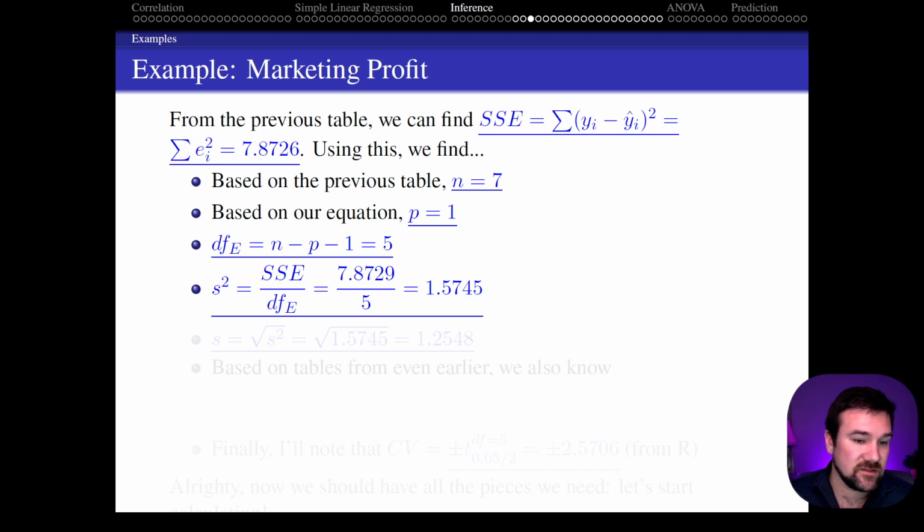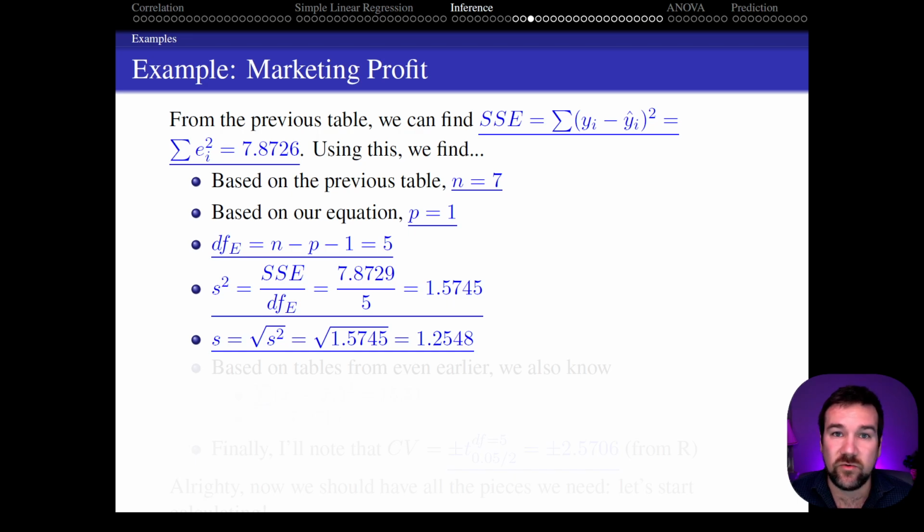I take the sum of squared error divided by the degrees of freedom error, and I get this S squared, sometimes called the MSE, which is 1.5745. As a pause, if you remember the MSE in ANOVA, the MSE was the SSE over the DFE. So this equation is exactly the same as what we did in the ANOVA chapter. Now we're just doing it in the context of regression.